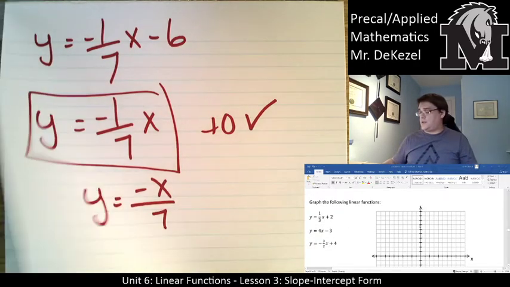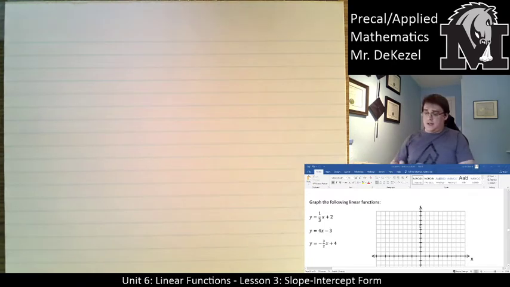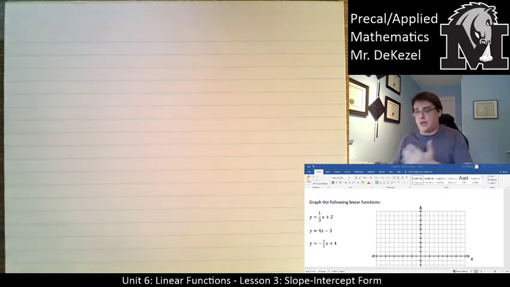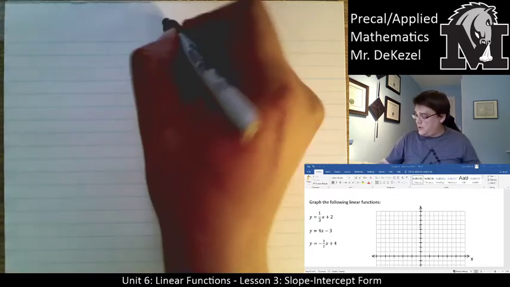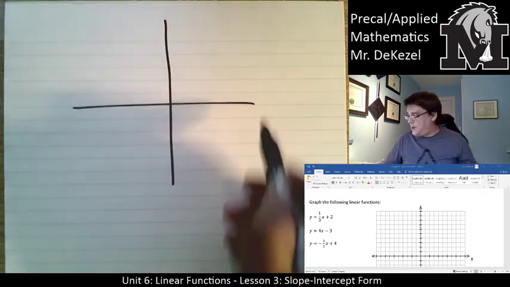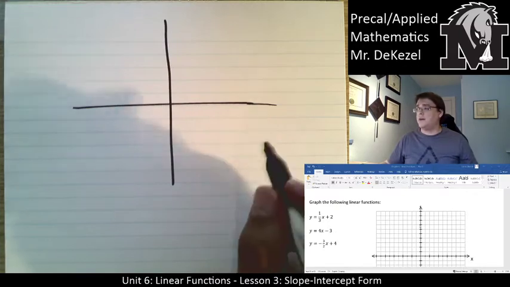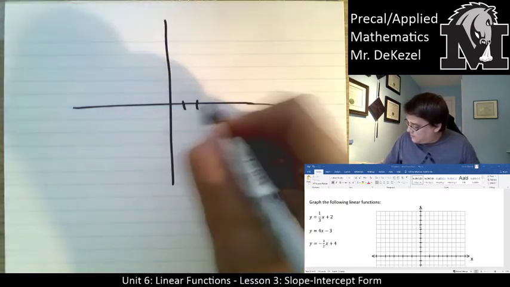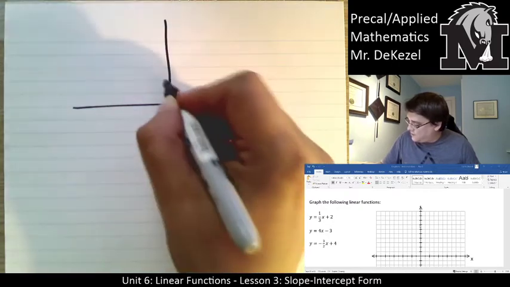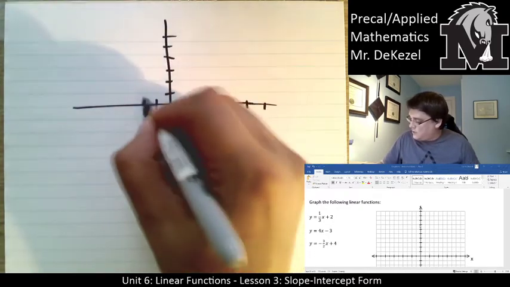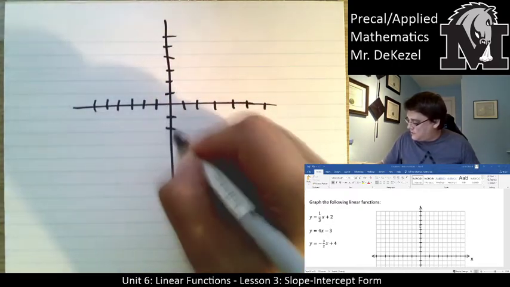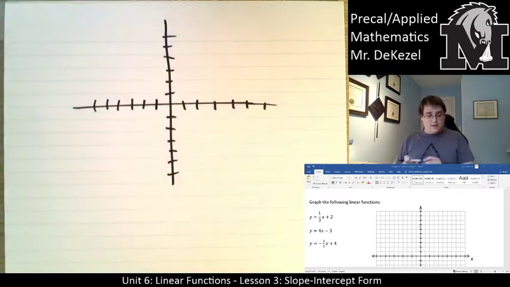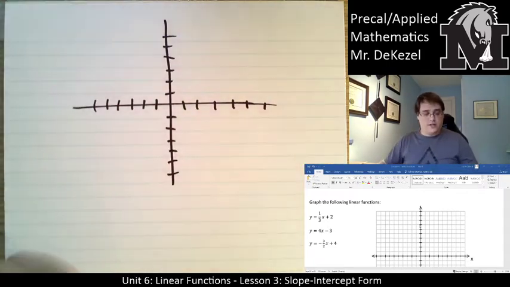Okay, so we're given the lines in equation form, and we're going to actually draw them out. So, put my fancy grid here. Let's go to 6 to be safe. 1, 2, 3, 4, 5, 6 in each direction. Now that we have our grid, we can draw our line.